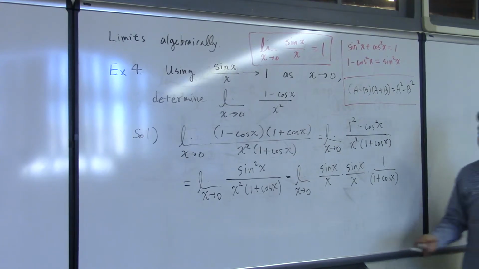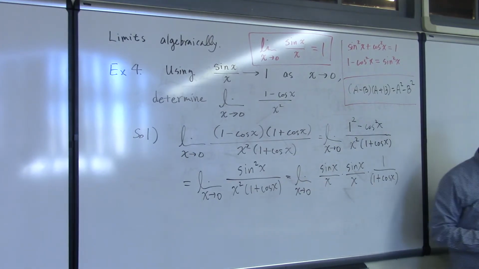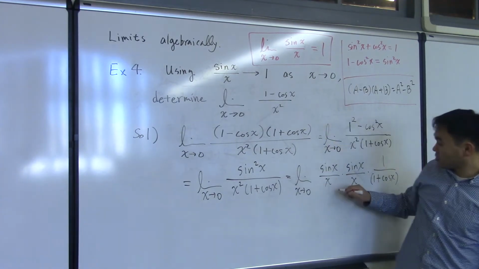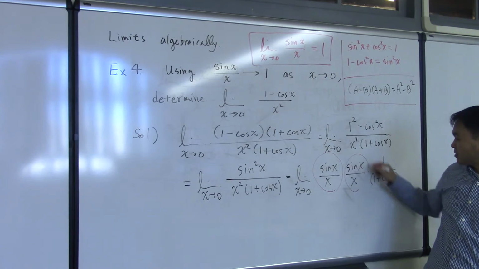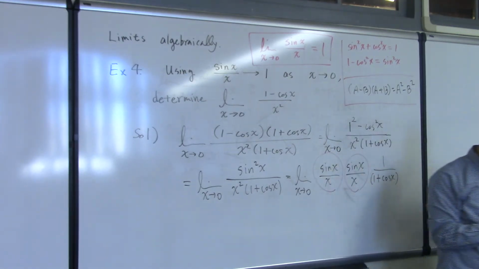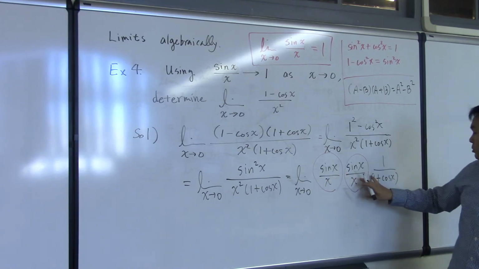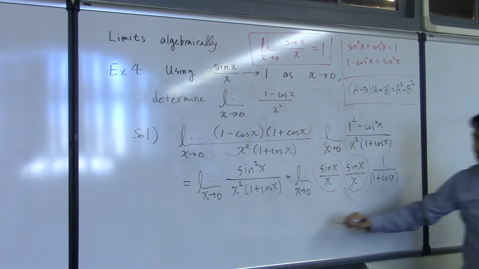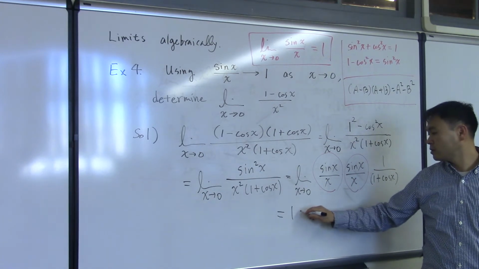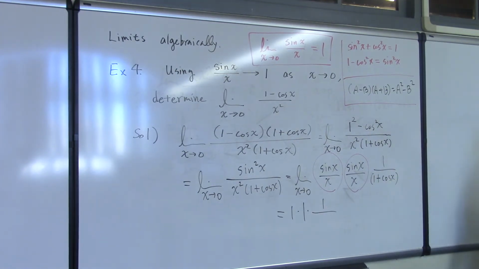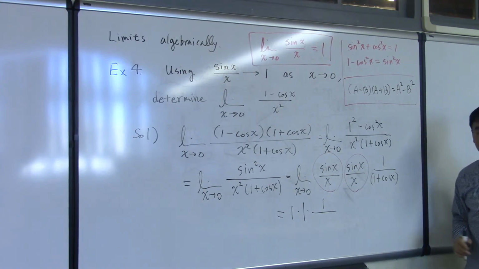But why do you think I wrote this in such a complicated way? Because I know that each of these sine x over x's is going to converge to where? 1. So this will become 1, that will become 1. Where would this one converge to? Well, are you allowed to plug in 0 to cosine? What's cosine 0? 1. Okay.